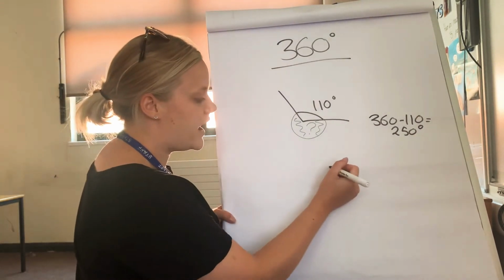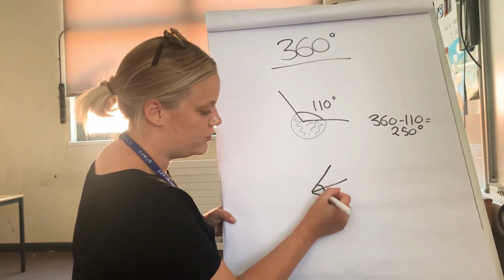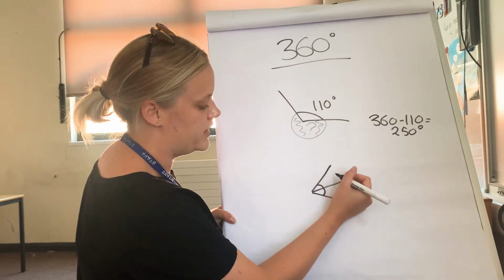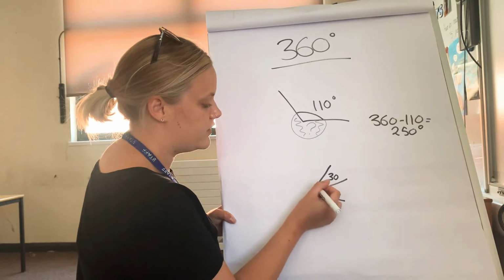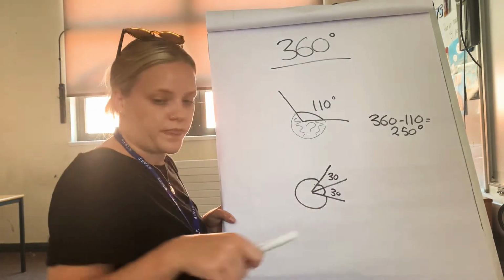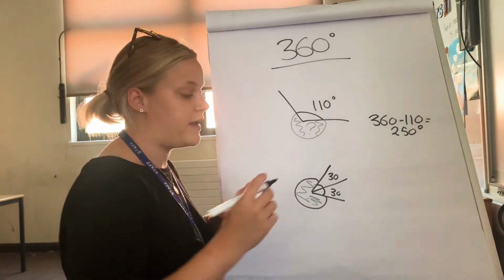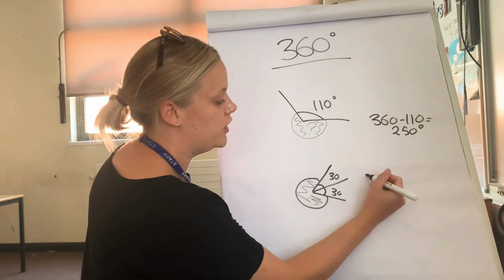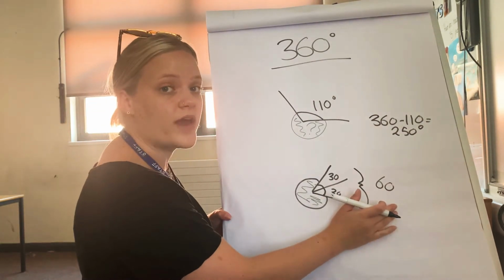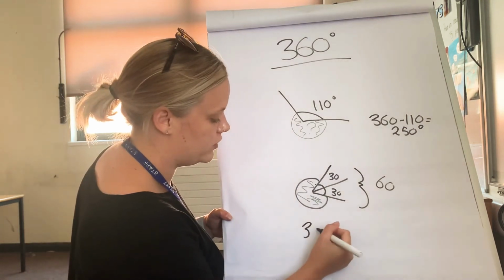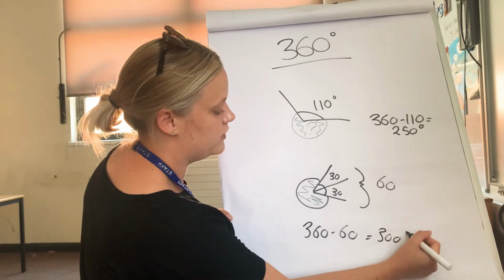So you might have questions where they've given you two angles and they tell you that this one is 30 and this one is 30. And they might say, okay, well, what's this one here? Now that's the same, but we just have to do two steps. So we first of all need to add up what we already know. So that would give us 60. And then we take that away from what we know. So 360 subtract 60 would give us 300 degrees.